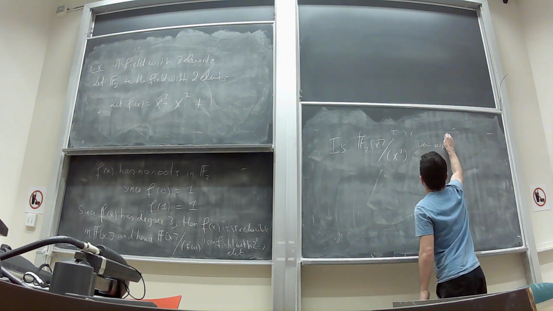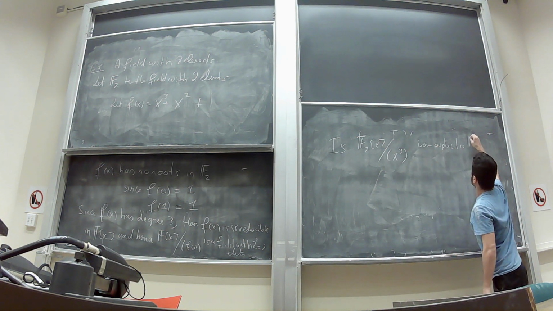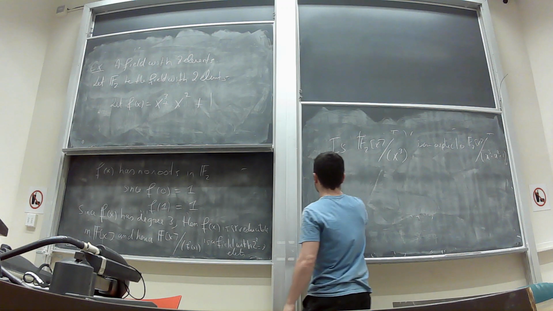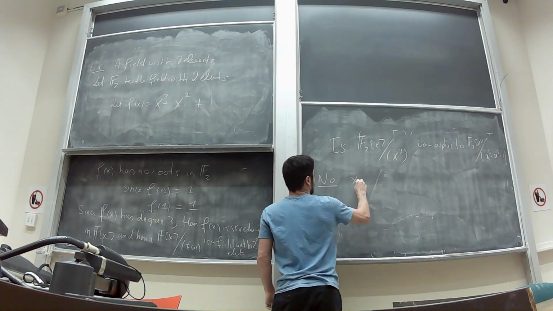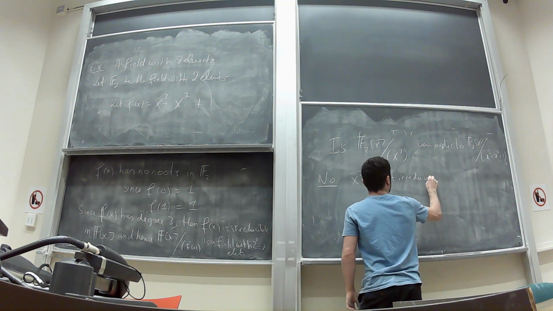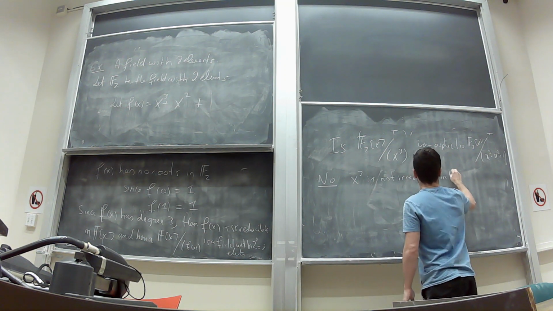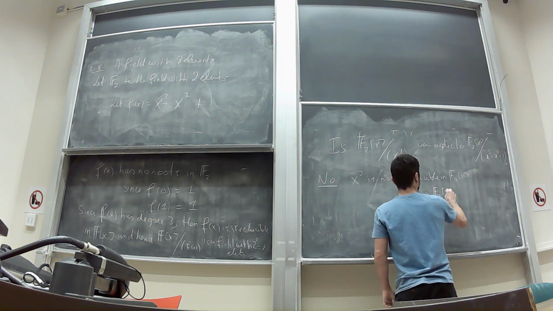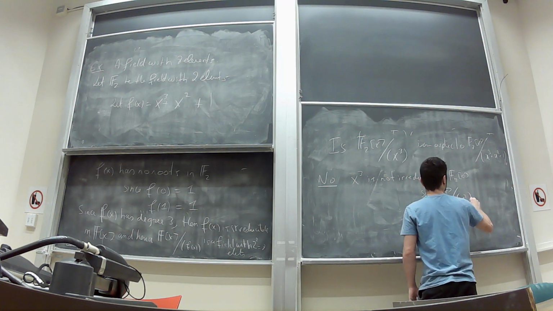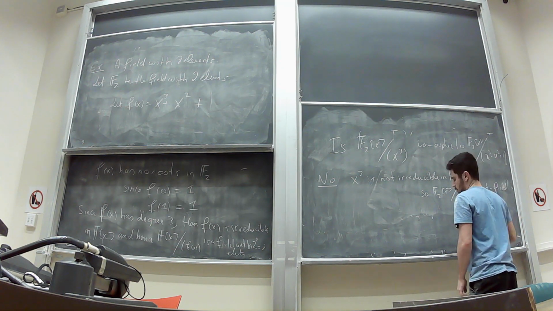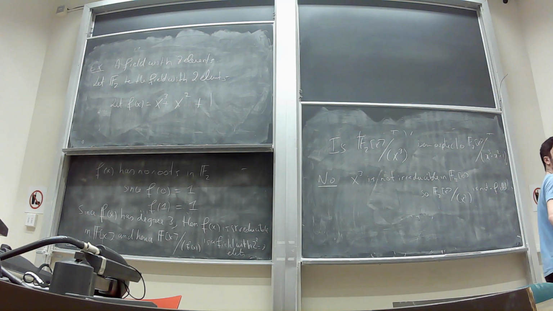Isomorphic to? No. X cubed is not irreducible in F2 of x. So F2 of x mod x cubed is not a field. Okay? The other one is a field.